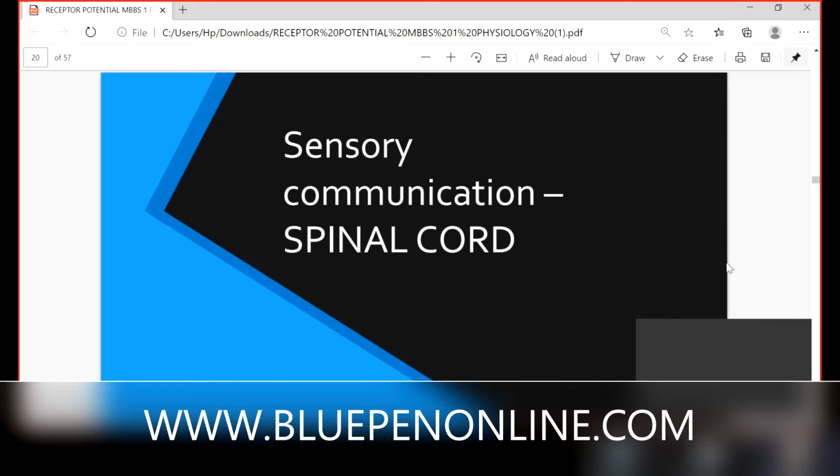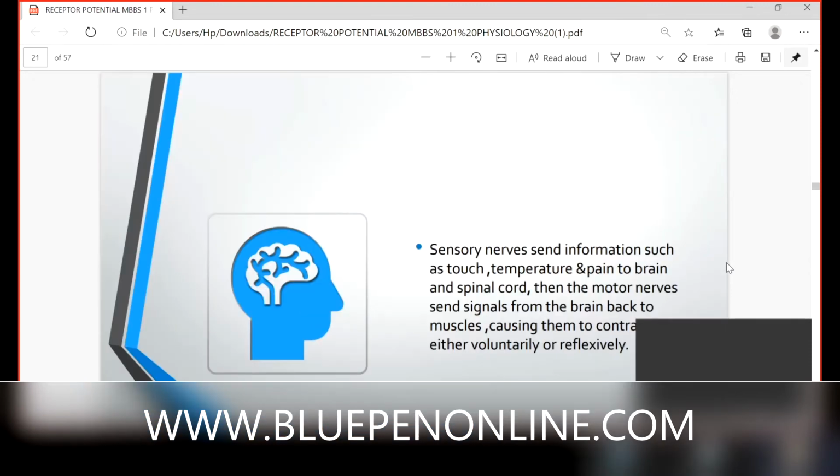Now we have to see the three parts, isn't it? Now the receptor is over. Now the neural pathway, that is, they have to carry the information to the spinal cord and to the brain. Now we are going to see the spinal cord region. The information is next passing from the receptors. The information is going to the spinal cord first, isn't it? So now we will see the spinal cord.